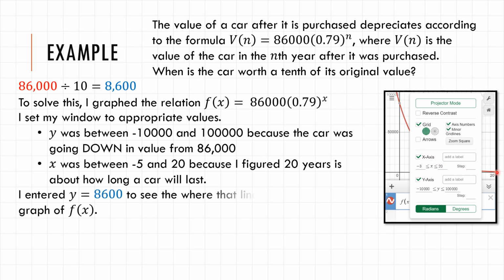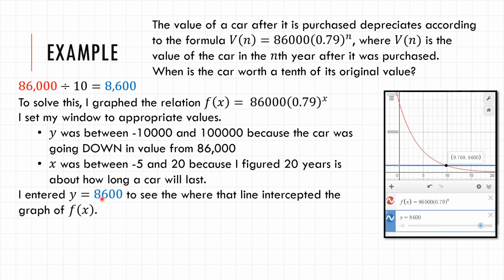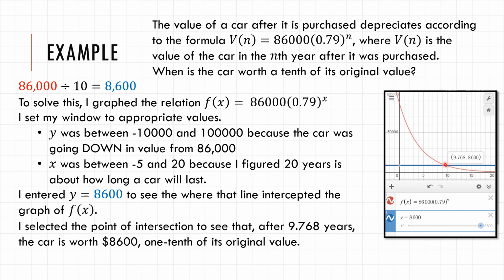And then finally, I entered y equals 8,600, right? Because that is the value of the dependent variable that I actually want to see. When does this curve reach that? And then I tapped, or you can select or click, whatever it is. You can notice that point, and once you select it, most graphing technology will tell you exactly what that point of intersection is, or at least round it to a very, very good estimate.